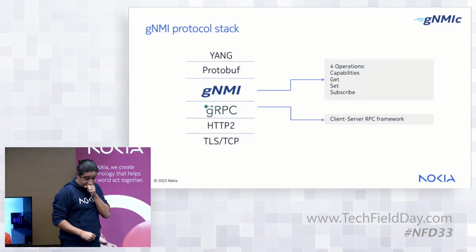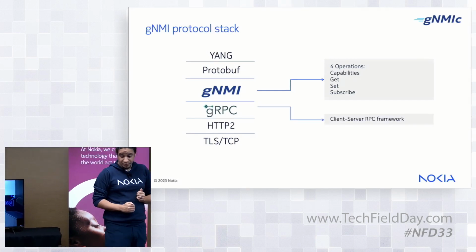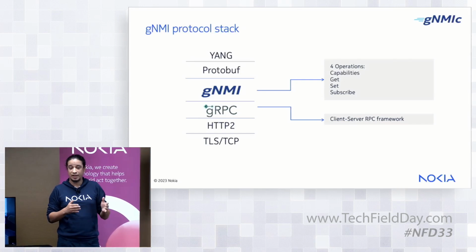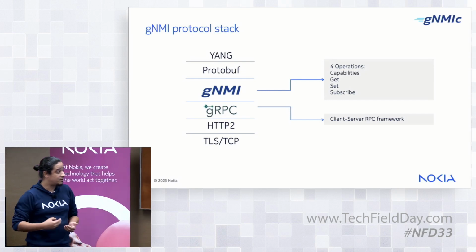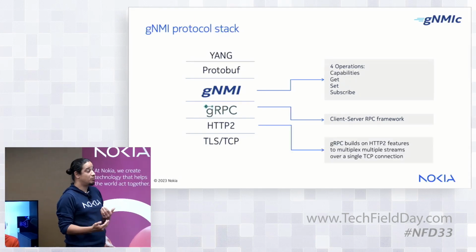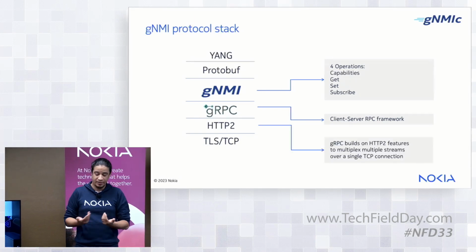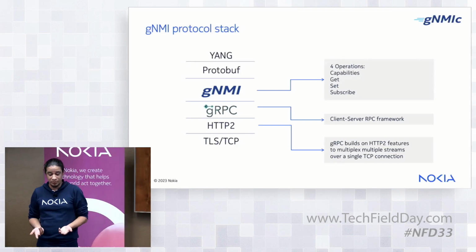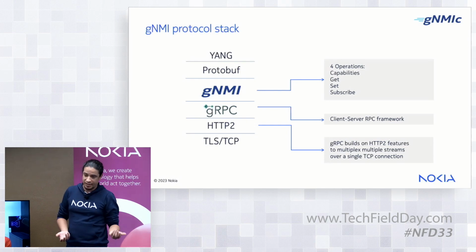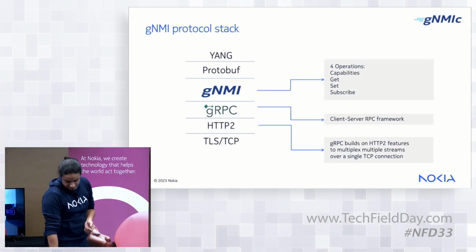And gNMI runs on top of gRPC, a client-server RPC framework. It allows a client and a server to communicate with each other based on a protobuf definition. It runs on top of HTTP2, which allows sending multiple streams at the same time without blocking each other, so you can have multiple subscriptions. If one subscription has a lot of data, it doesn't block the subscriptions that have less data being sent.